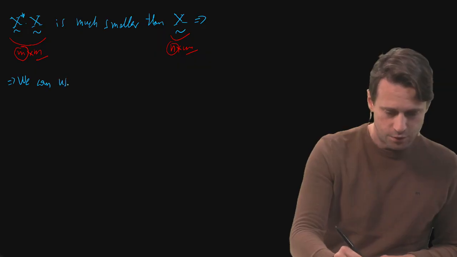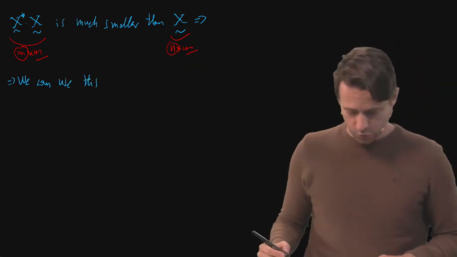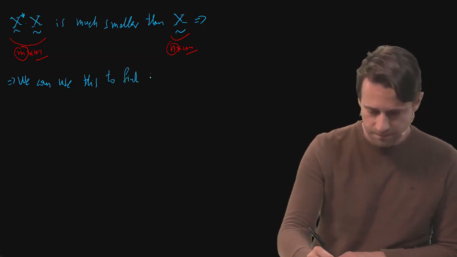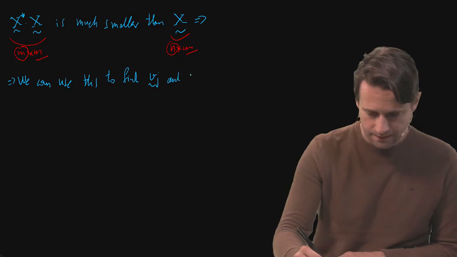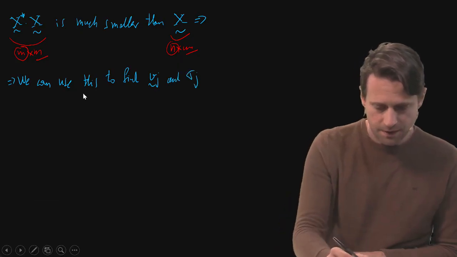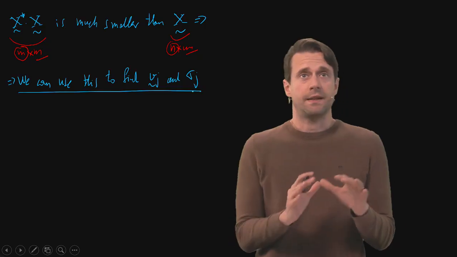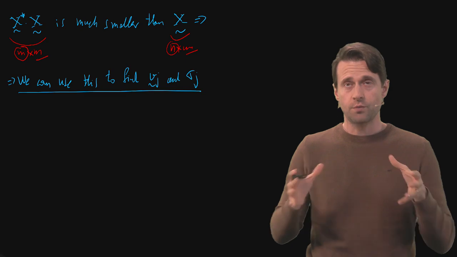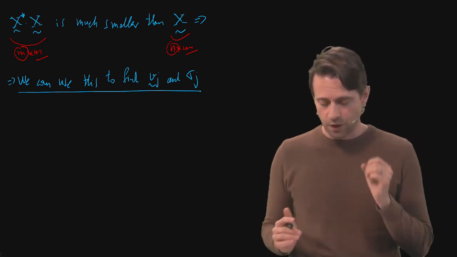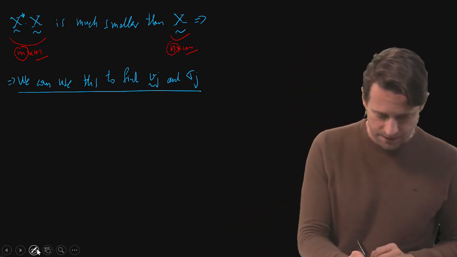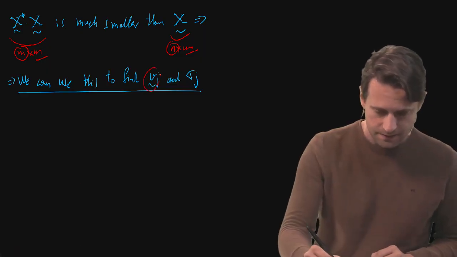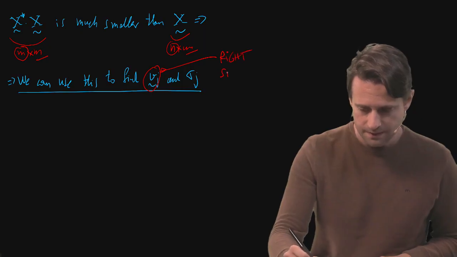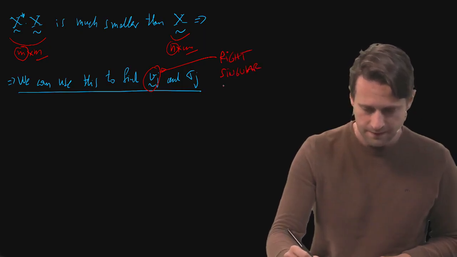We can use this to find the following: Vj and sigma j. And now remember, sigma j are the singular values, nothing strange or surprising with that. Vj would be the columns of the V matrix. These are the so-called right singular vectors. Okay, let me just define them. This Vj, these are the right singular vectors.